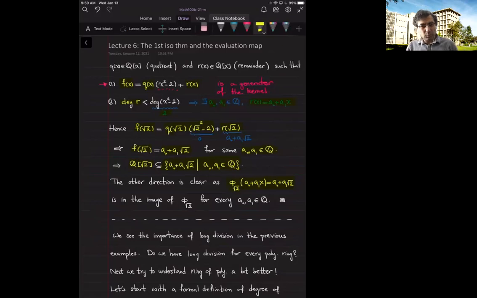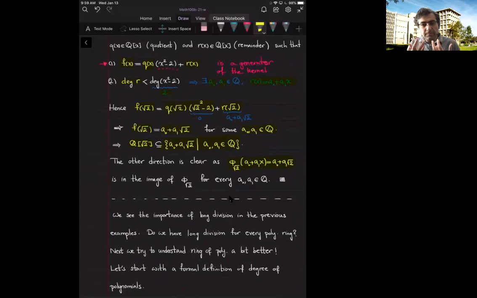So altogether, we have shown that Q bracket X, the quotient ring of Q bracket X by the principal ideal generated by x squared minus 2, is precisely the ring generated by Q and root 2, and the subring generated by Q and root 2 consists of elements of the form a sub 0 plus a sub 1 root 2. So we will be using many different techniques in order to generalize this statement and understand the ring structure of Q joined with some zero of a polynomial.